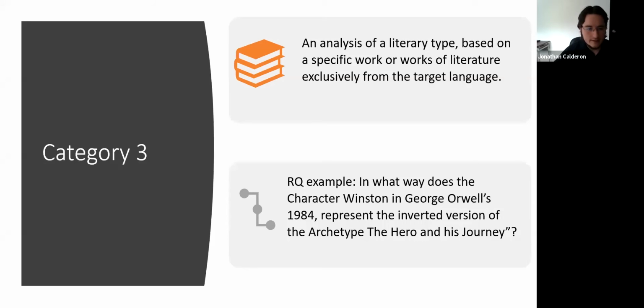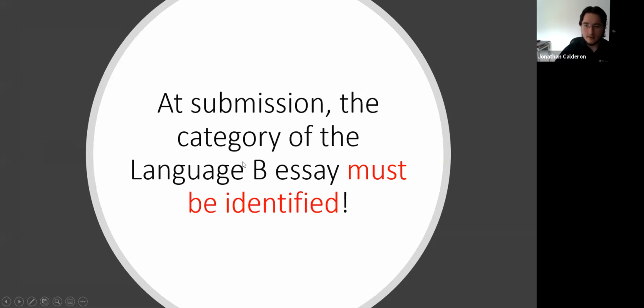Now, after we have analyzed the categories and the student has chosen which category he or she wants to work in, we must be clear on this, okay? At submission, and this is a very important aspect of extended essays, this is do or die, basically, okay? So at submission, the category of the language B essay must be identified. What does this mean? It means that if you are going to write an extended essay in category 2A, it must specifically say it's a category 2A. If it is in category 3, it must say this is a category 3 extended essay.